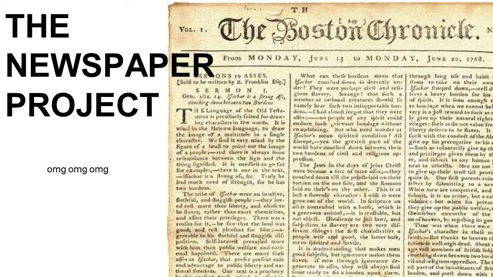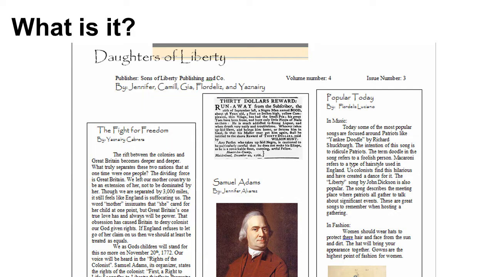But what are we doing tomorrow? In the next couple of days, is this the newspaper project? And you're probably thinking, what did the little word say right there? So what is it? What you're going to be doing is studying the Revolutionary War. We're going to be doing a newspaper project. This is an example from one of the newspapers from last year.